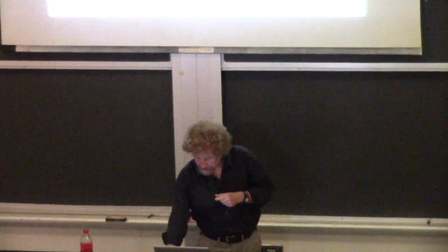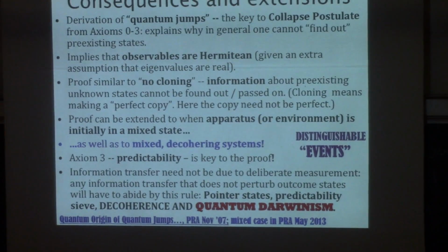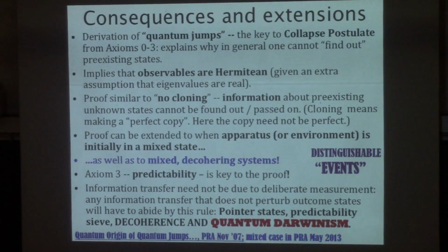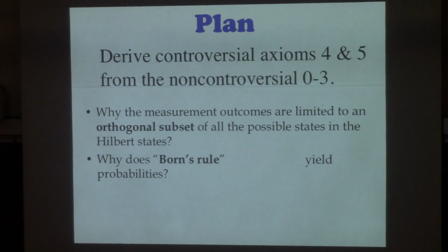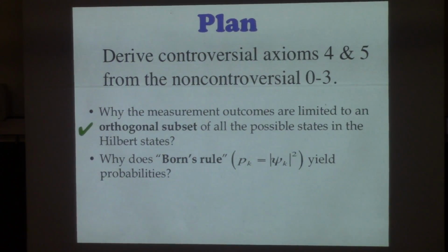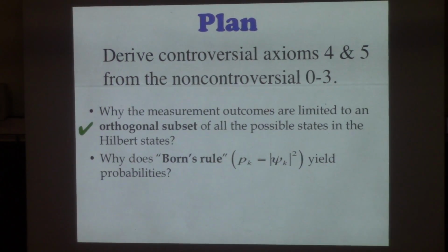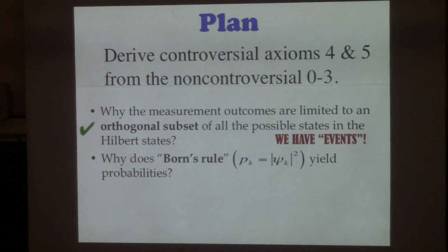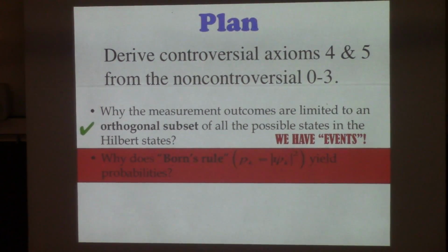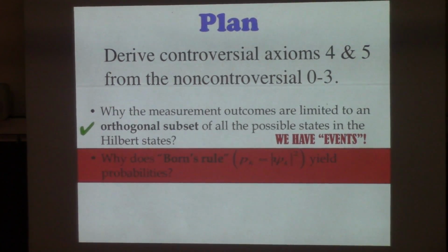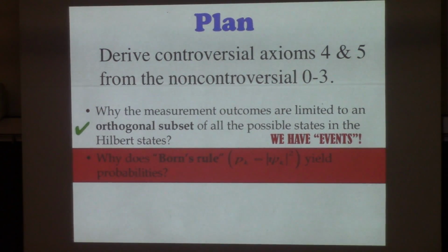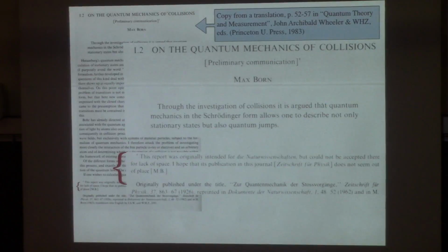So we are back. Now, since we have states, we have distinguishable events. If we have distinguishable events, we can ask about their probabilities. So we go back to our plan, and we are done with the set of preferred states. Now we can ask about their probabilities. So we go to the next part, which is why Born's rule yields probabilities. Before I get there, a little bit of a historical aside.